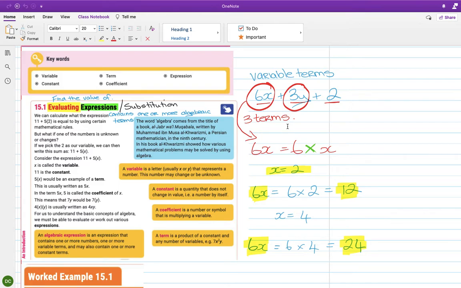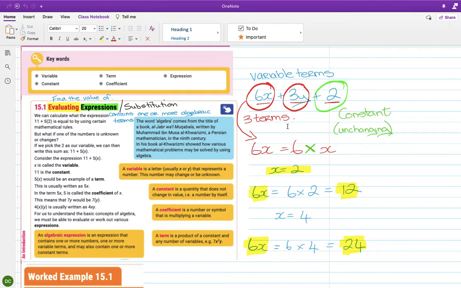This one here though, that is just a 2. It has no letter, so it has no means of being changed. So it's referred to as a constant. Something that is constant is unchanging. Are we happy with that? That's just a couple of terms there. I think I have one more. I do.